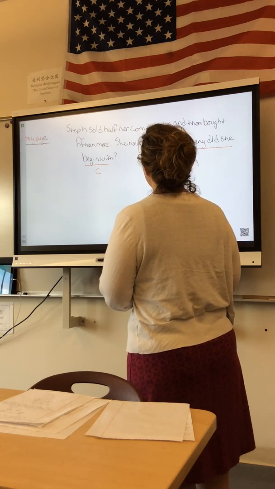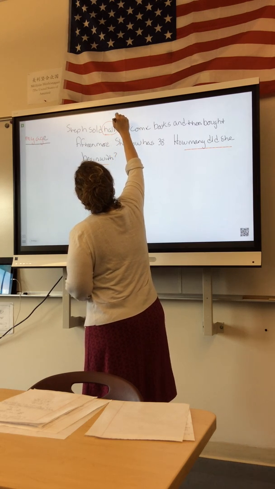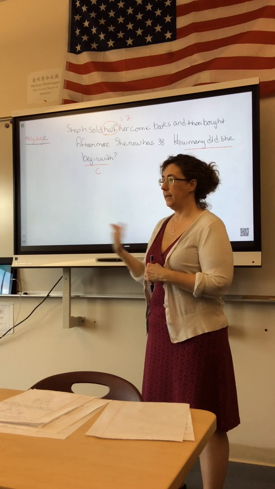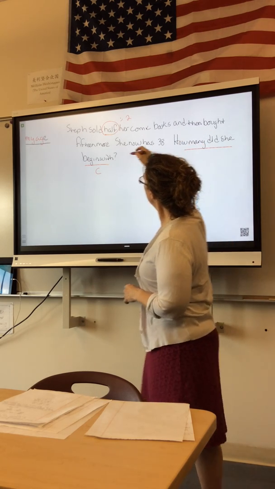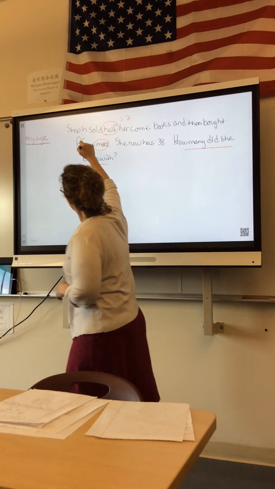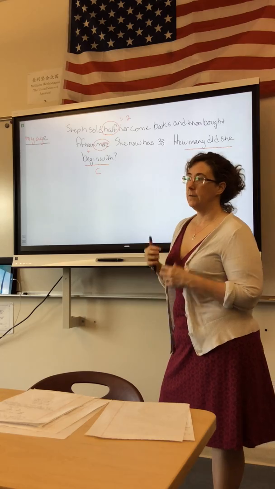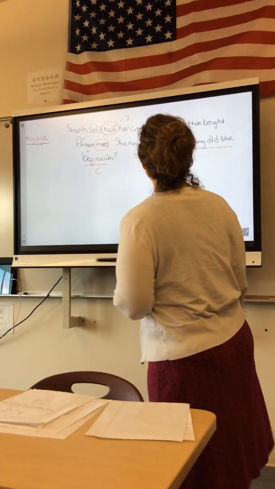So she sold half her comic books. Whenever I see the word half, I always think of dividing by 2. You have something, you're dividing by 2. And then bought 15 more. When I see the word more, I think of addition. If you look for those key terms, you can start to build your equation.